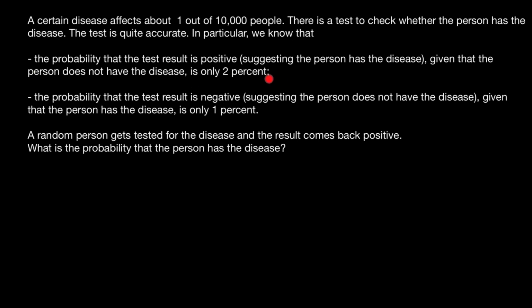So what does this sentence mean? This test is pretty accurate, and only 2% of the people who test positive actually don't have this disease. So this is a false positive, which is only 2%.